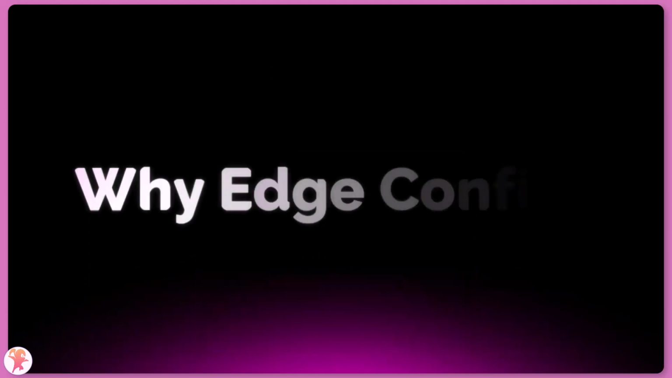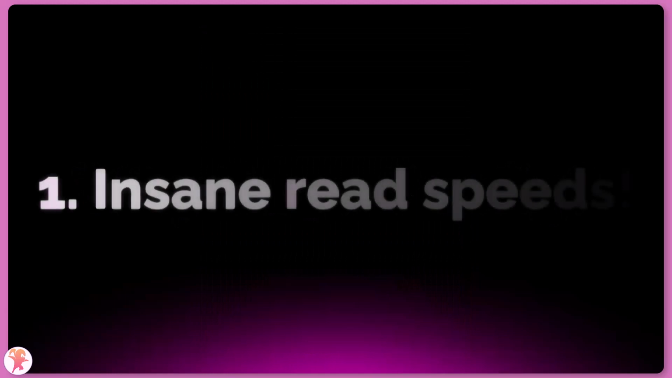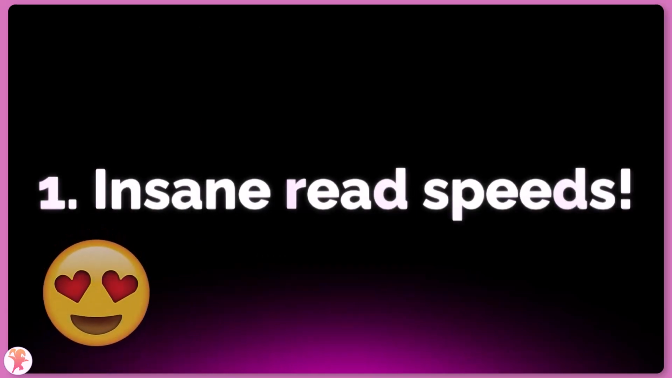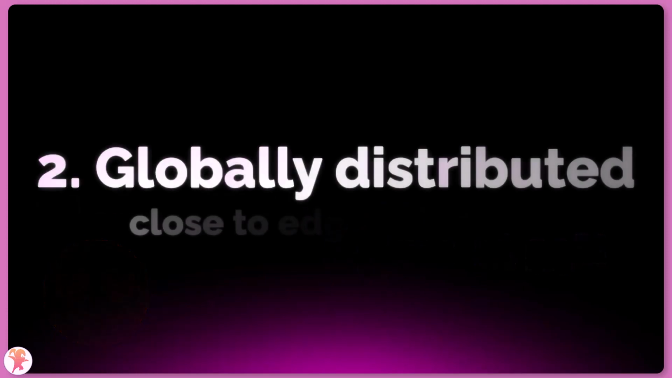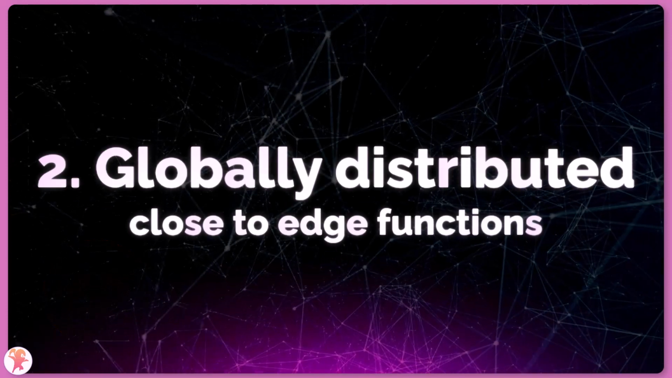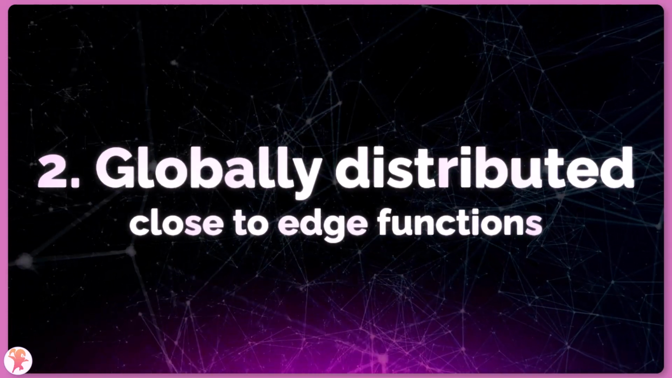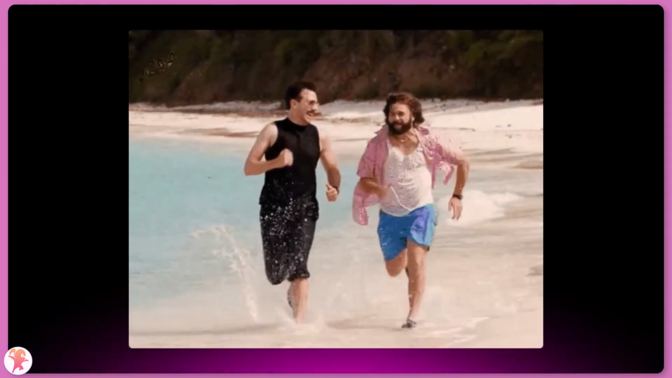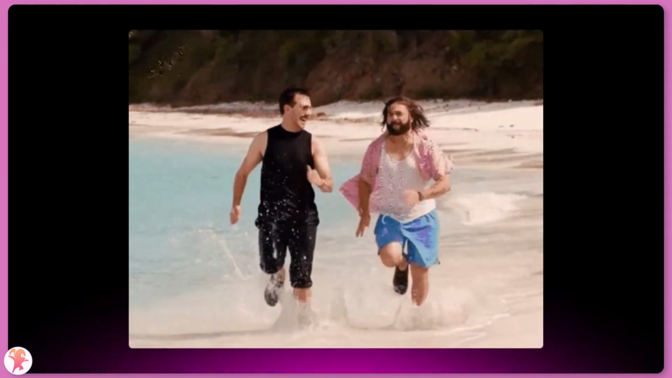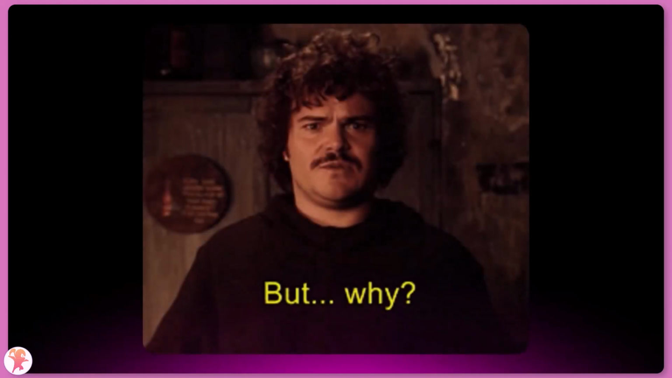But giving the docs a second read, we discovered two fascinating things. First, the read speeds are completely insane. Reading a value will take 15 milliseconds, 99% of the time. Secondly, these are globally distributed all across the world, meaning the data is stored and replicated all over the world close to where your users are located. This makes it a fantastic companion to Edge functions that execute close to the user.